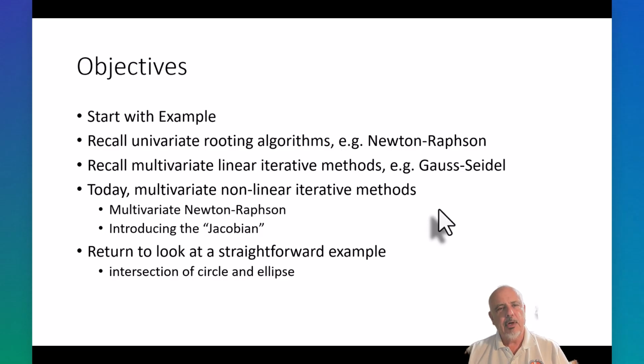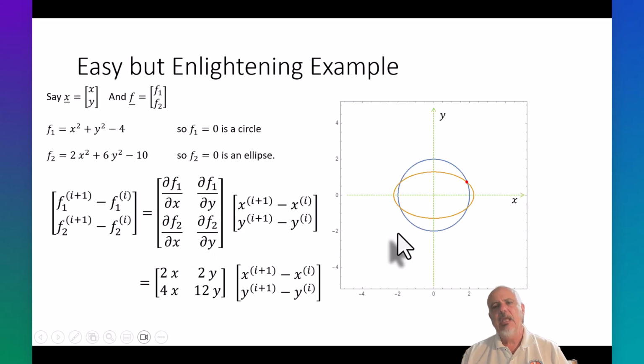We're going to remember our univariate rooting algorithms, the Newton-Raphson. We're going to remember our multivariate linear search methods. And then we're going to take those and put them together and realize the multivariate Newton-Raphson technique. We're going to introduce the Jacobian, and then we're going to go back and take a look at that circle ellipse thing. So here we go.